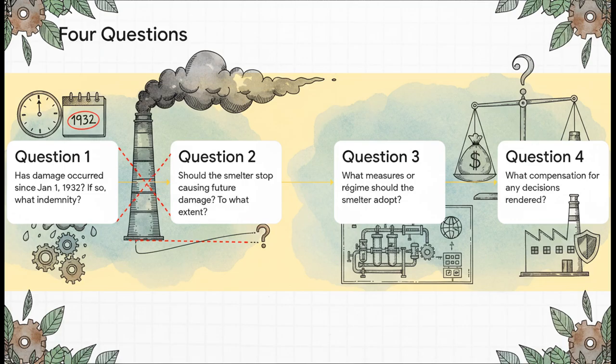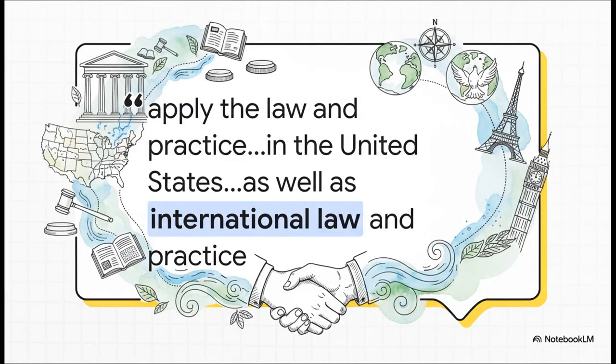But then questions 2 and 3 pivoted to the future. Should the smelter be ordered to stop? And what practical technical system, what they called a regime, should be put in place? And question 4 was a fascinating little safety valve. If this new system hurt the smelter's profits, should the company get paid for that? It was a brilliant attempt to balance protecting the environment with protecting the economy. So what rulebook were they supposed to use?